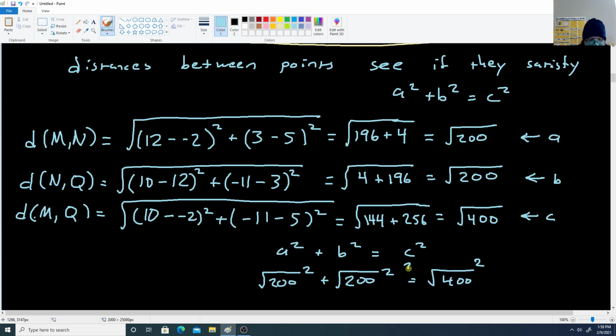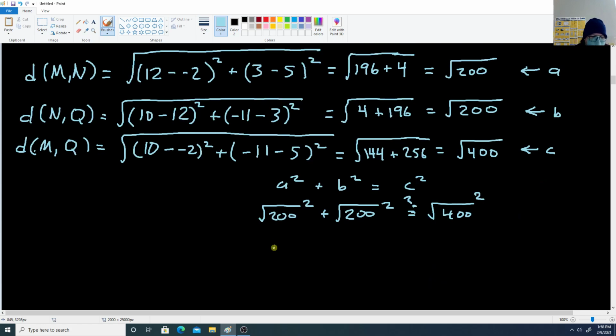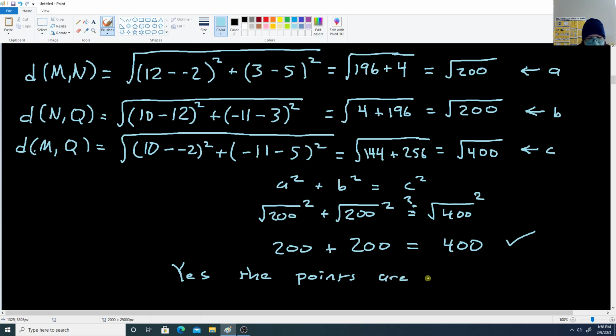Trying to see, are these equal? Well, the square cancels the square root, so we get 200, plus the square cancels the square root, so we get 200 equals 400. So that checks out. So yes, these distances satisfy the Pythagorean theorem. So in this case, yes, the points are vertices of a right triangle.